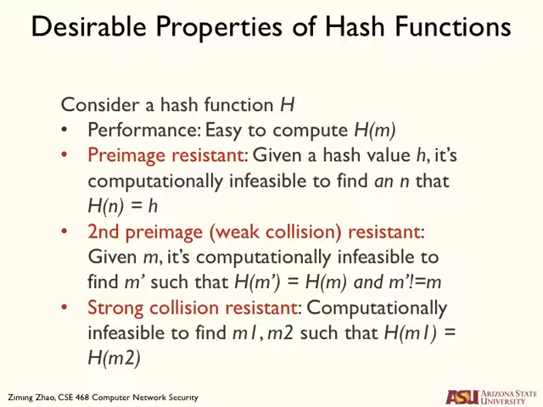And the fourth property is called strong collision resistance. This property requires the hash function to make it computationally difficult to find any two messages that have the same hash value. So this property is stronger than the third property. If your hash function offers the fourth property, it guarantees the third property.